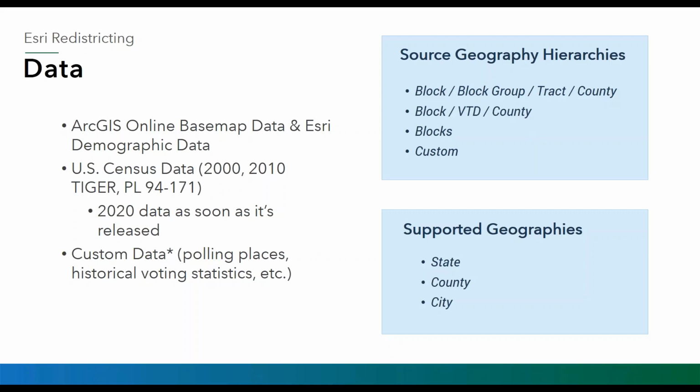We also, on the right here, you can see we have geography hierarchies supported. That can also include your own custom hierarchies, and supported geographies by default are at the state, county, and then census designated city or town areas for redistricting plans.